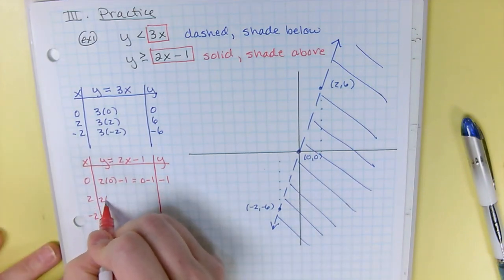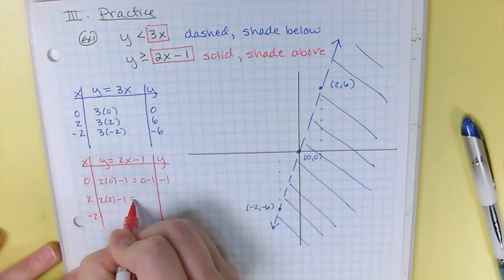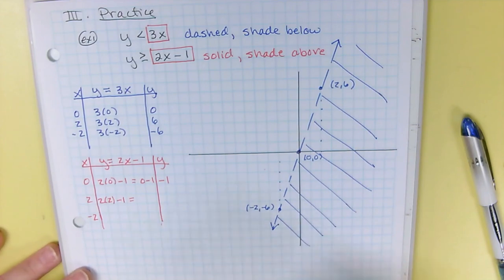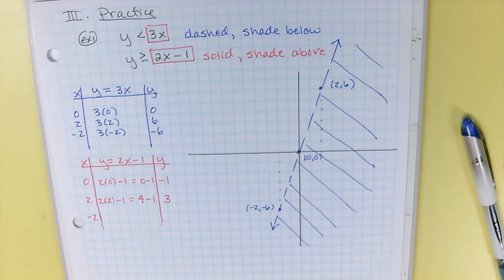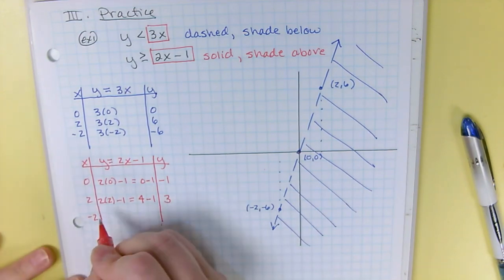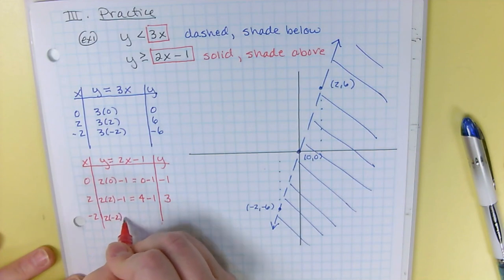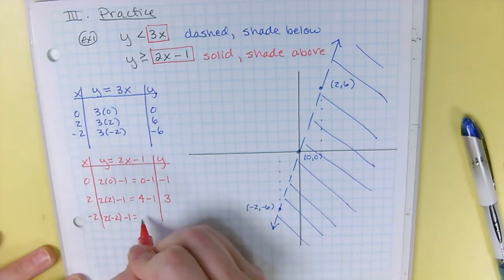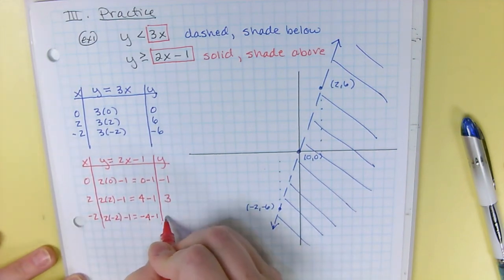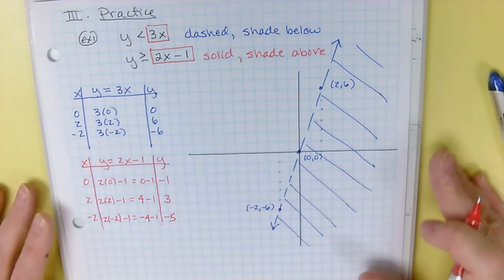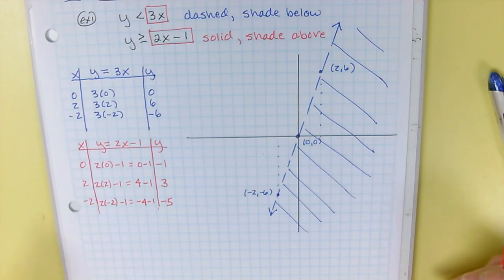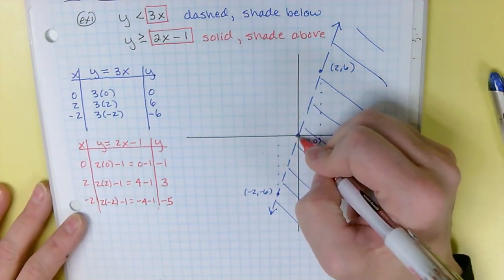Now the 2. 2 times 2 minus 1, you multiply first. 2 times 2 is 4. 4 minus 1 is 3. And now your negative 2. 2 times negative 2 minus 1 is negative 4 minus 1, or negative 5. All right, go ahead and plot those 3 points on your graph.